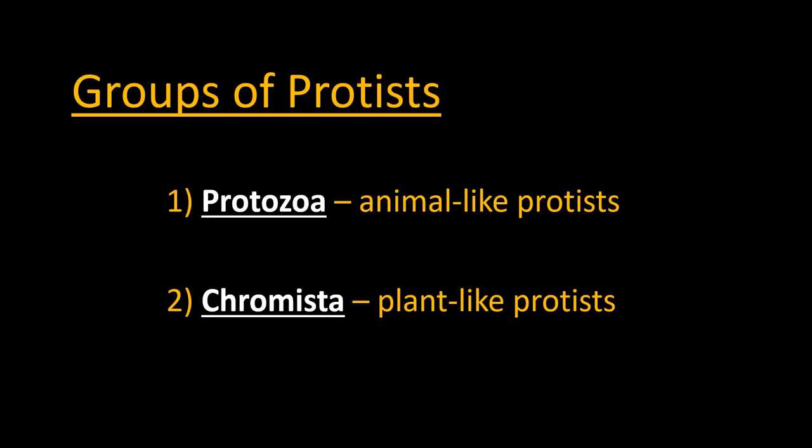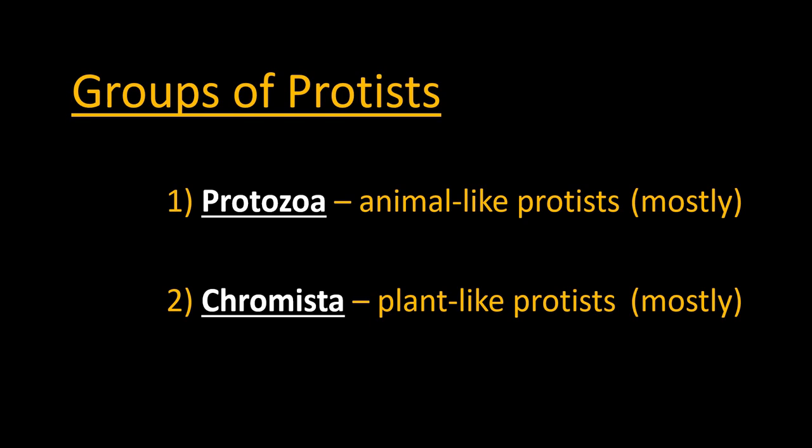Okay, the groups of protists that we're going to talk about. The first group is called protozoa. These are the animal-like protists. In other words, they do things kind of sort of like animals. Mostly they do. And the second group are the chromista, which are plant-like protists mostly.